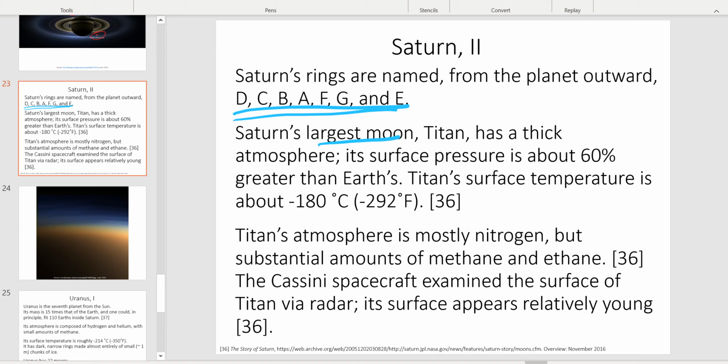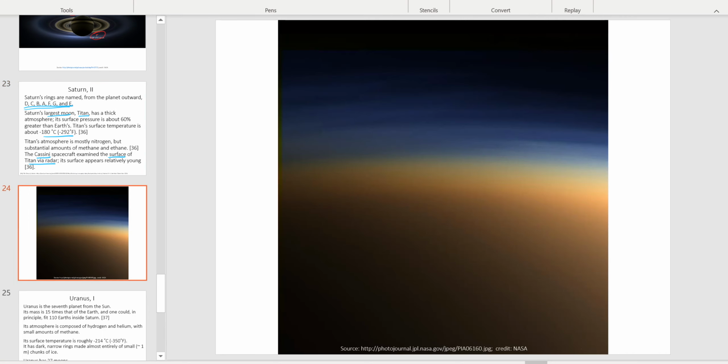Saturn's largest moon, Titan, has a very thick atmosphere. You should know some basic facts about Titan. Its atmosphere is about 60% greater than Earth's, measured by surface pressure. The temperature is very low, roughly minus 300 degrees Fahrenheit, almost minus 200 degrees Celsius. The Cassini spacecraft examined the surface of Titan via radar. And this is an image of the surface.